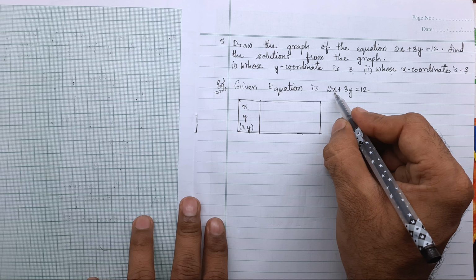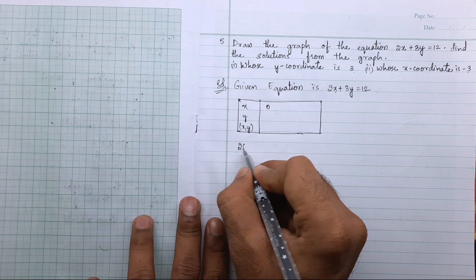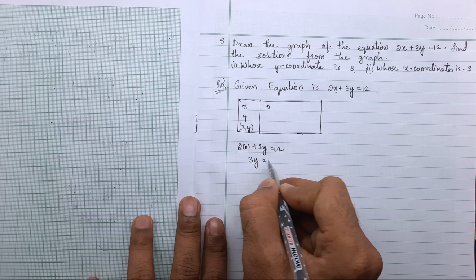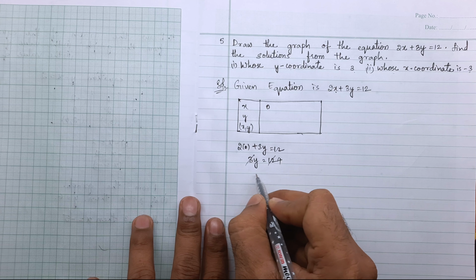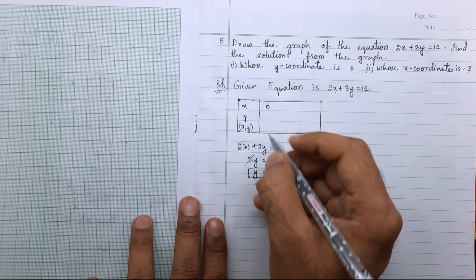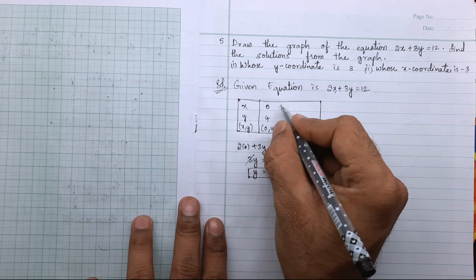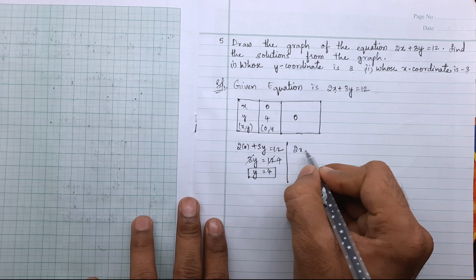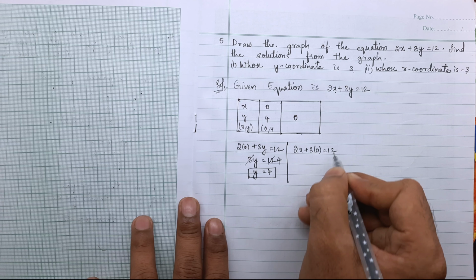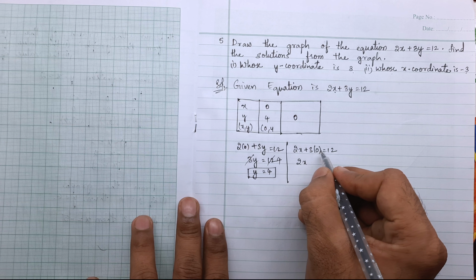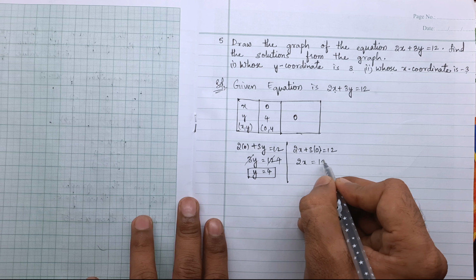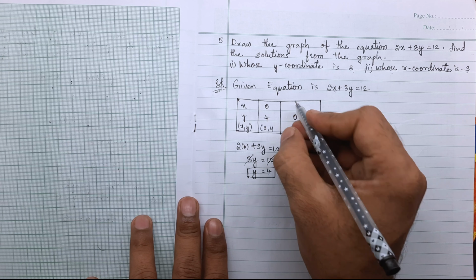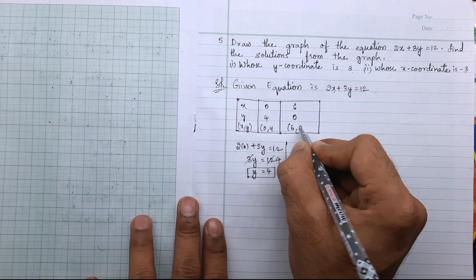If we substitute 0 in place of x, we get 2 into 0 plus 3y equals 12. 2 zeros are 0, 3y equals 12. 3 fours are 12. So y equals 4. 0 comma 4. Next, let us substitute y as 0. So 2x plus 3 into 0 equals 12. 3 zeros are 0, 2x plus 0 is 2x, equals 12. 2 sixes are 12, x equals 6. So 6 comma 0.